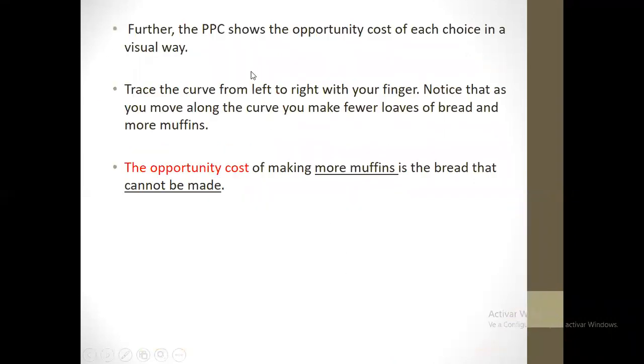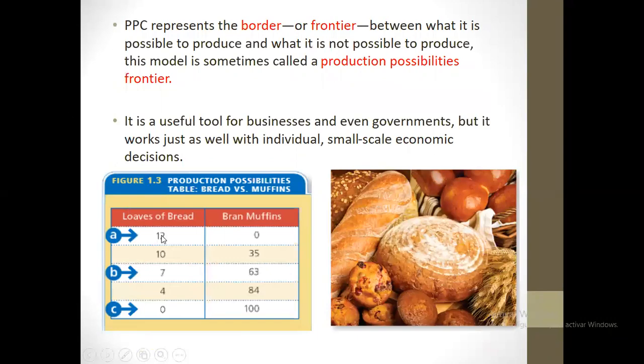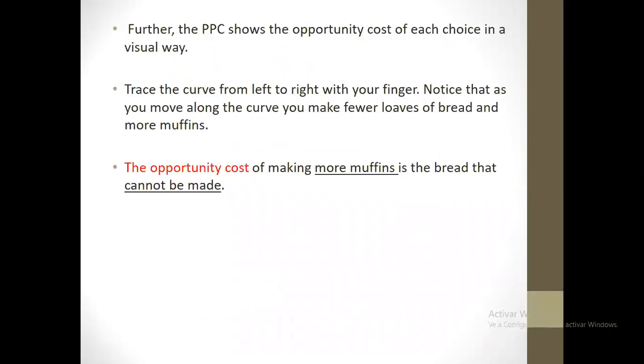Now, further, the PPC or production possibility curve shows the opportunity cost of each choice in a visual way. This one is a possibility: 12 and 0. This one is another possibility: 10 loaves of bread and 35 muffins. This is another one. So there are 5 possibilities of combinations. That's what it says over here.